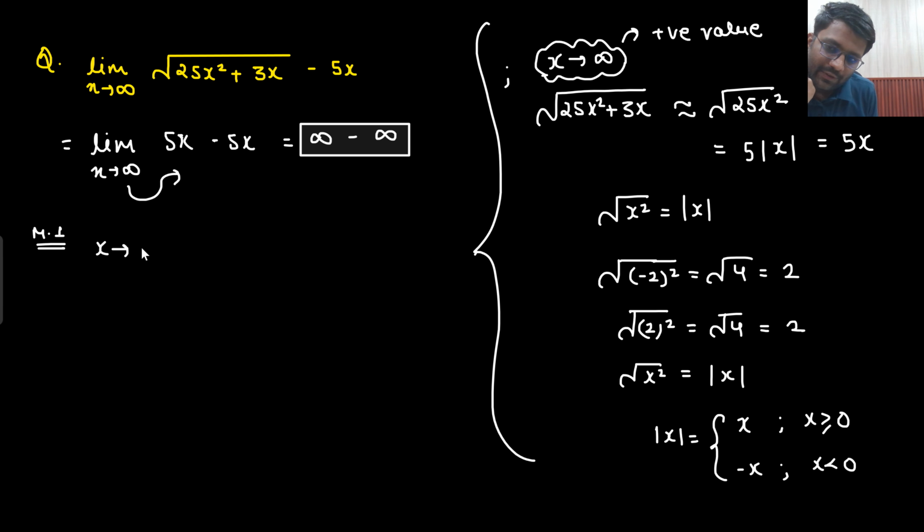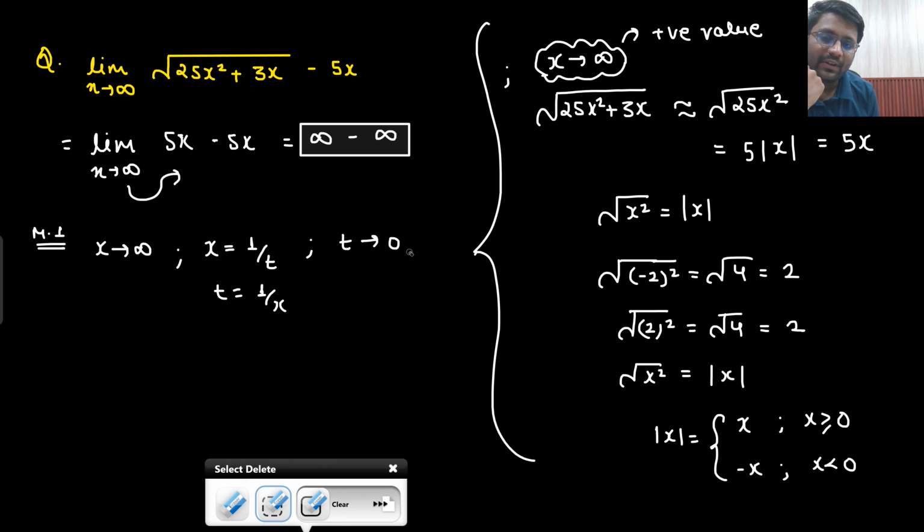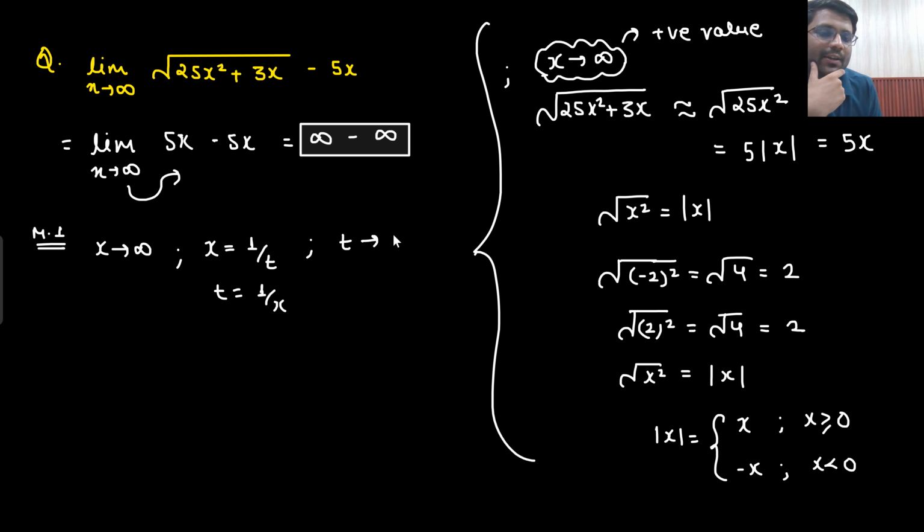I know that x is tending to infinity, right? If I replace x with 1 by t, or if I say I replace t with 1 by x, then what will t tend to? I need the answer. T will tend to 0, or it will tend to 0 plus, or it will tend to 0 minus. Give me the answer. If x is tending to infinity, now I am replacing x with 1 by t, then what will t tend to?